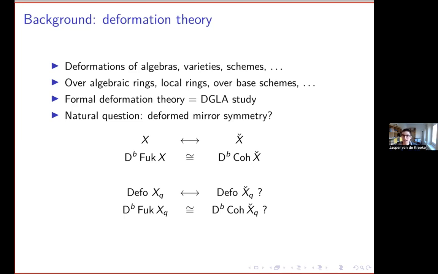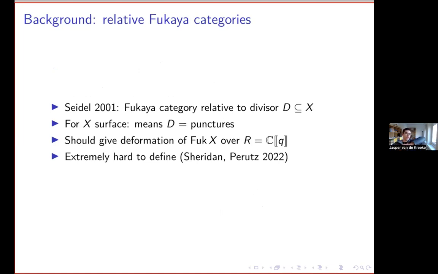So if you think of deformed mirror symmetry, maybe we can make it a little more concise. What kind of deformations would we be interested in on the Fukaya side? The Fukaya side is what I'll be talking about today, the special case of gentle algebras for punctured surfaces. Are there known deformations of Fukaya categories? And the answer is yes.